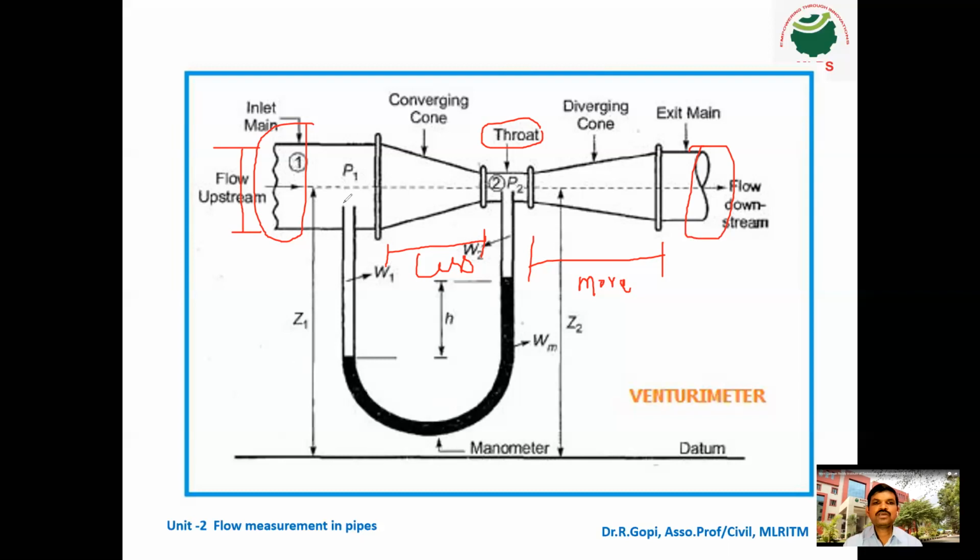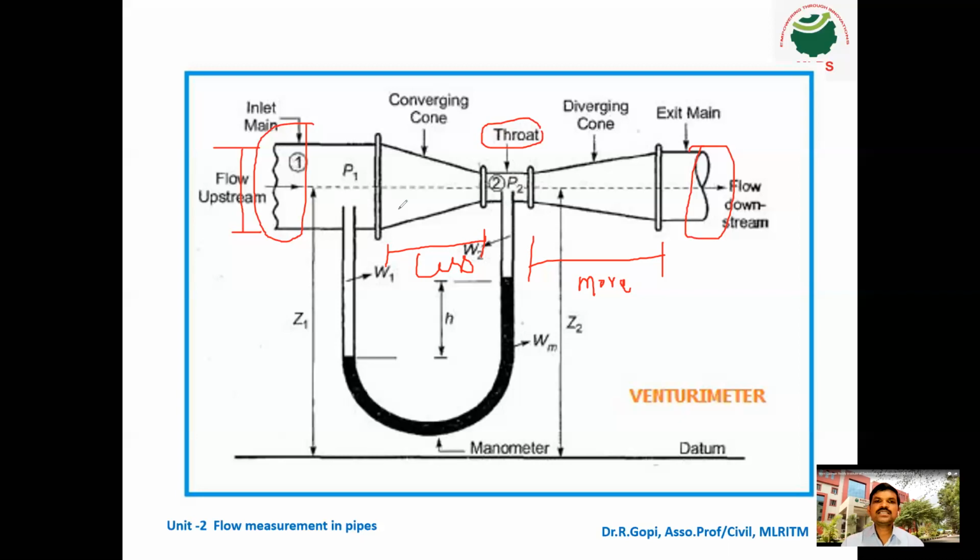Now you can see in this picture the manometer. This is a U-tube differential manometer. In this, one end is attached to the pipe, that means the inlet pipe. The other end is attached to the throat. Listen carefully.